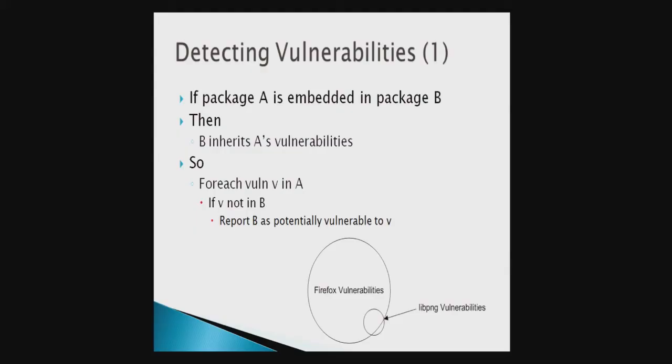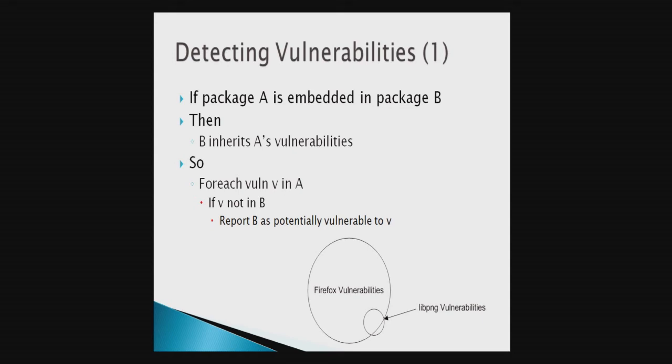So this is what I was saying earlier. If a package A is embedded in package B, then B inherits A's vulnerabilities. So if libpng is embedded in Firefox, Firefox should inherit all of libpng's vulnerabilities. It's not 100% accurate, and this is a cause of some false positives, but it's suitable for our purpose. And there's a small algorithm for that: for each vulnerability in A, if it is not in B's reports, B is potentially vulnerable. But the key point is that there's an inheritance. So if we know a relationship between Firefox and libpng, and we know all of libpng's advisories, and we know all of Firefox's advisories, we can identify CVEs that haven't been reported in Firefox if they're in libpng.